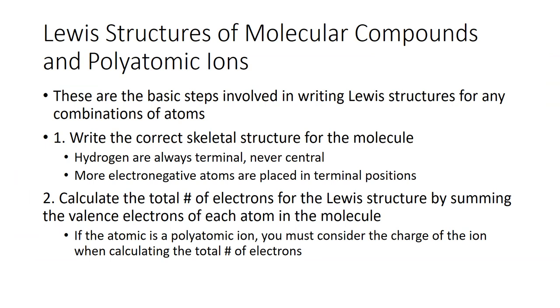What we're talking about for today is we're now going to look at Lewis structures for covalent compounds and for polyatomic ions, right? Making these Lewis structures is more difficult than the ionic compounds, but there is a set of steps you can follow to make this simpler for you. So let's look at how to write the Lewis structure for any atom, any molecule.